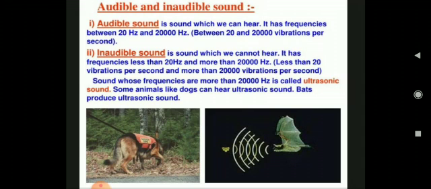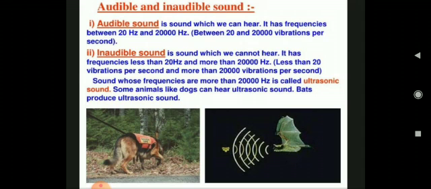Sound whose frequencies are more than 20,000 hertz is called ultrasonic sound. Some animals like dogs can hear ultrasonic sounds. Bats produce ultrasonic sounds. Students, although it is true that all vibrating bodies produce sound waves, can we hear all of them? No, because our ears are sensitive only to a range of frequencies of approximately 20 hertz to 20,000 hertz, right? This range is actually called the audible range.